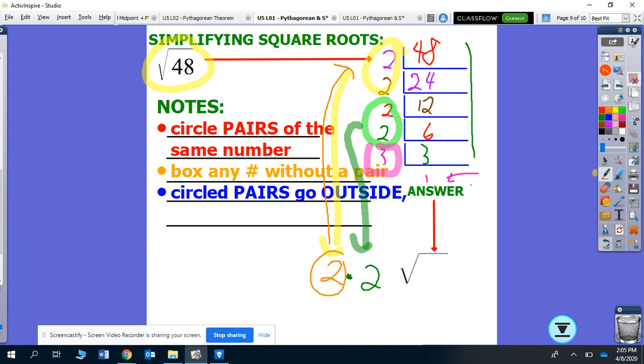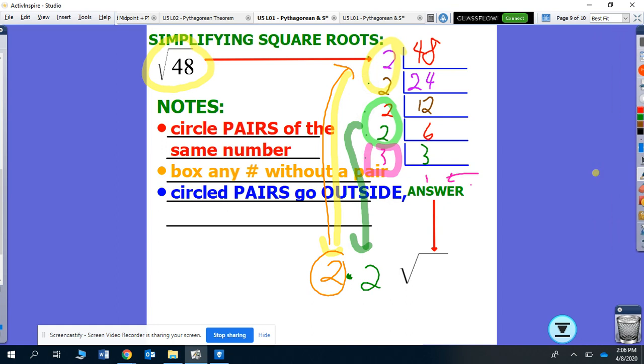That's really important that you recognize that if you were to actually do 2 times 2 times 2 times 2 times 3, you would get 48. So it's still multiplication there. We were just doing division to pull out those numbers. So you'll notice that my pairs went on the outside. I had a pair of 2's and a pair of 2's again. So that's two 2's on the outside.